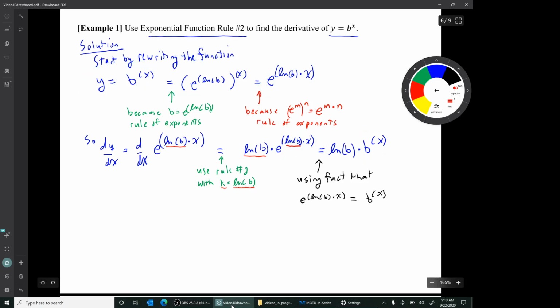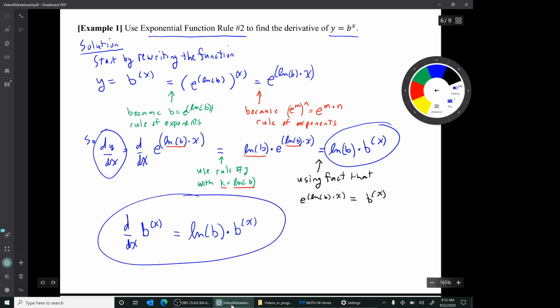So our final result is that this derivative, dy dx, is this. So in other words, that's our answer. Now that is such a useful formula that it actually gets a name. It gets called exponential function rule number 3.